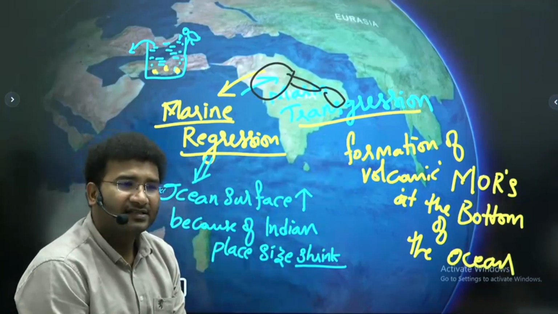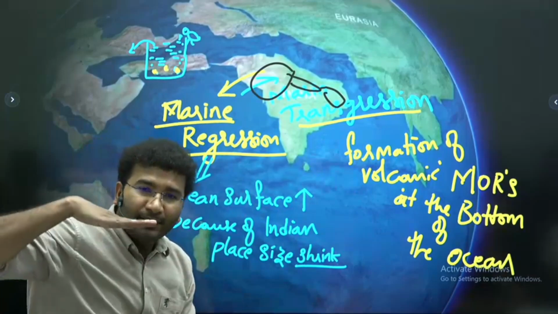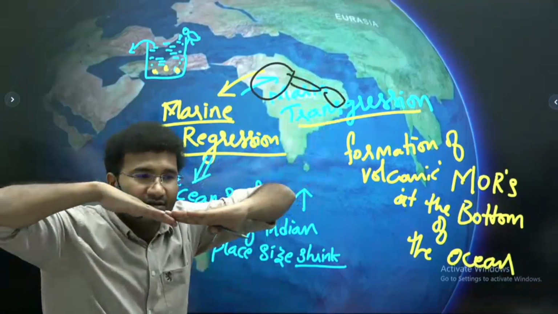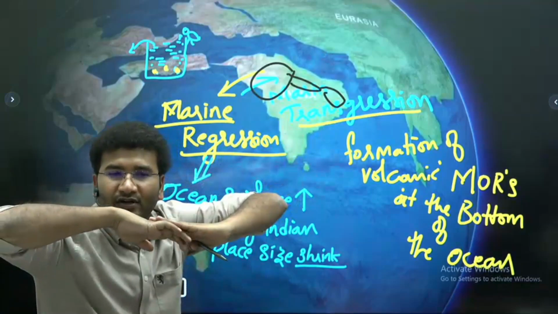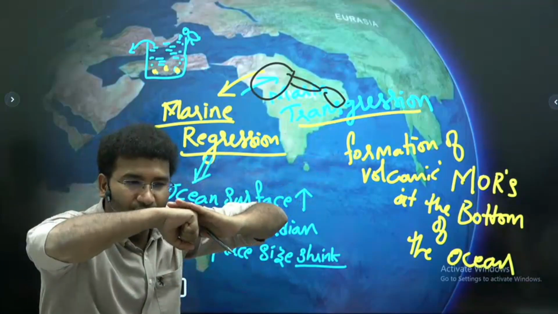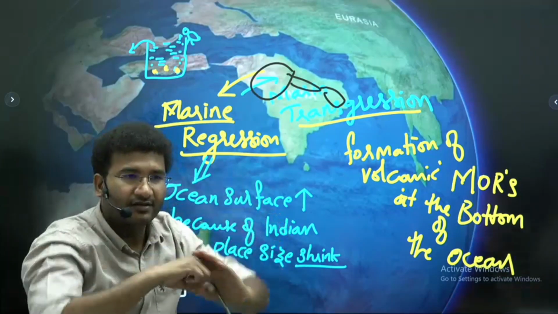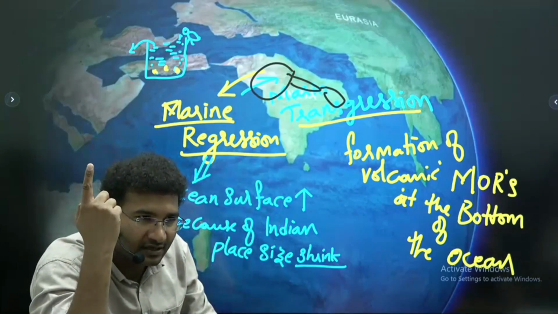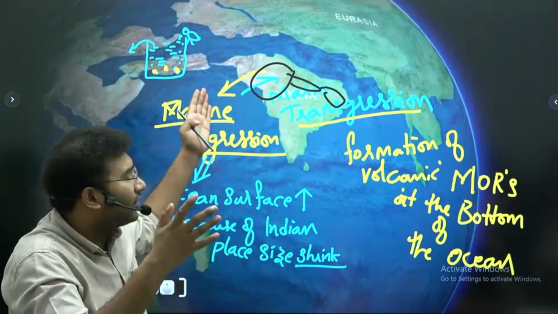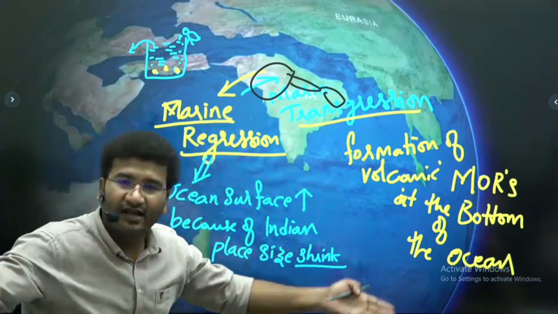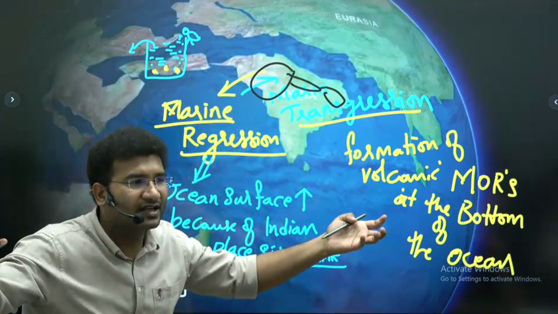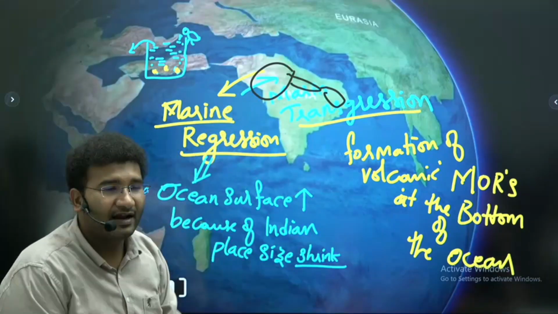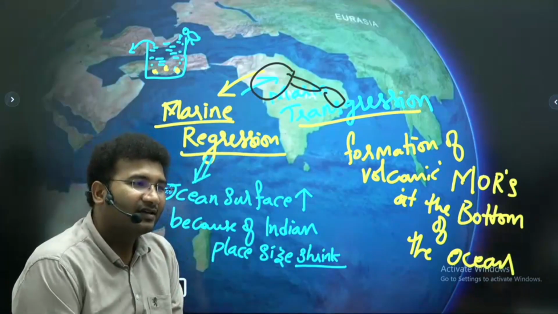transgression. As the Indian plate went and collided with the Eurasian plate, some part of the Indian plate was beneath the Eurasian plate, because of which the size of the Indian plate got shrunk and the formation of the Himalayas took place. Because of which the ocean now has a larger surface area and the same water receded back, and this is called as marine regression. अब ये कितने टाइम में हुआ?